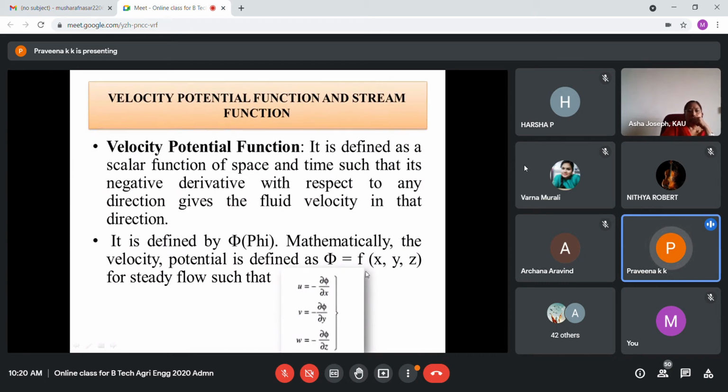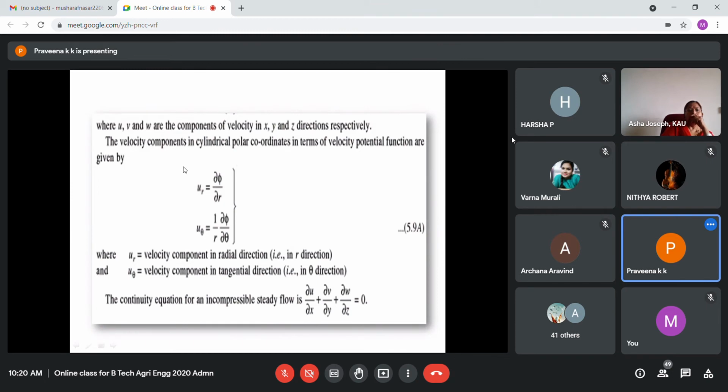By the functional formula, it can be written as phi equal to f of x, y, z, but it is denoted with a negative sign. Velocity potential is a scalar function of space and time, and its negative derivative with respect to any direction gives the fluid velocity in that direction. Here u, v and w are the components of velocity in x, y and z directions.